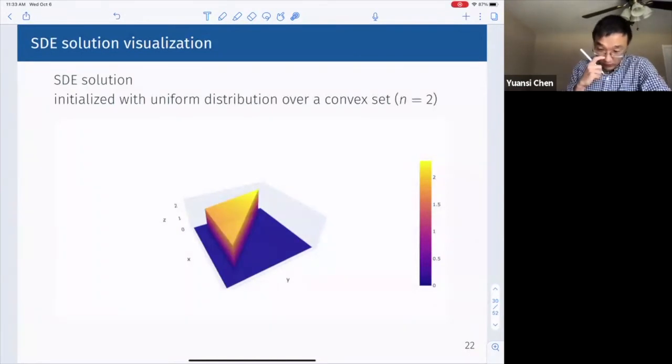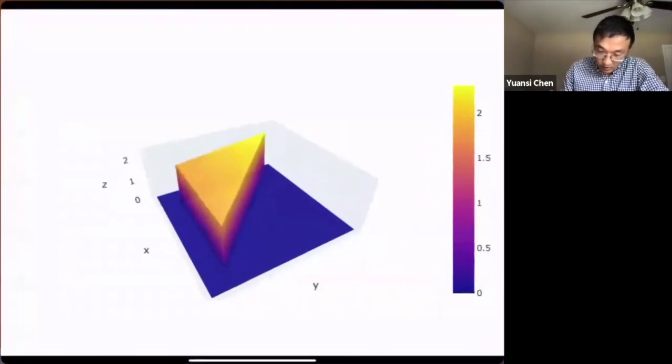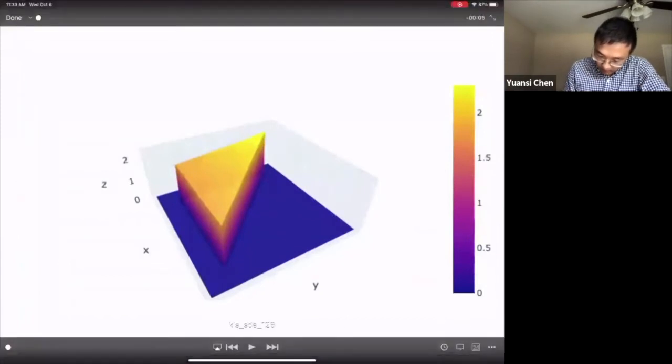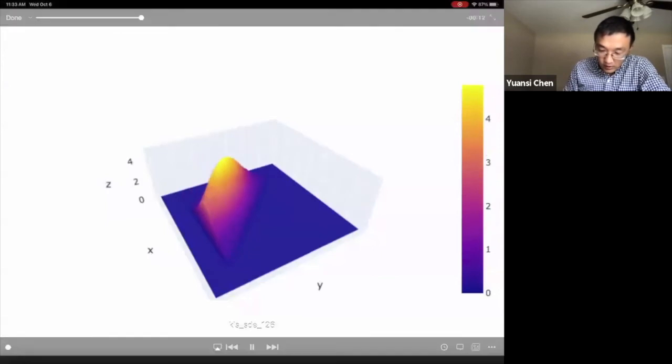Okay, let's see a visualization. I cannot do the simulation in high dimensional settings, but I will do it in a 2-dimensional setting where your initial distribution is a uniform distribution over a convex set, on x y, and z is the density value. Then you apply this stochastic localization, and it transforms your density. So let's try to look at this. You can see that the density got transformed.